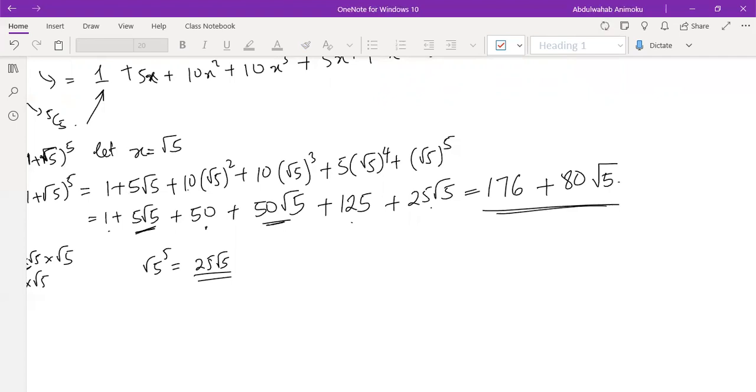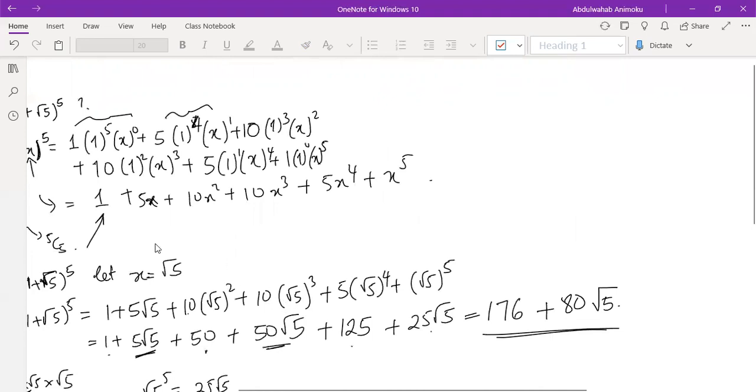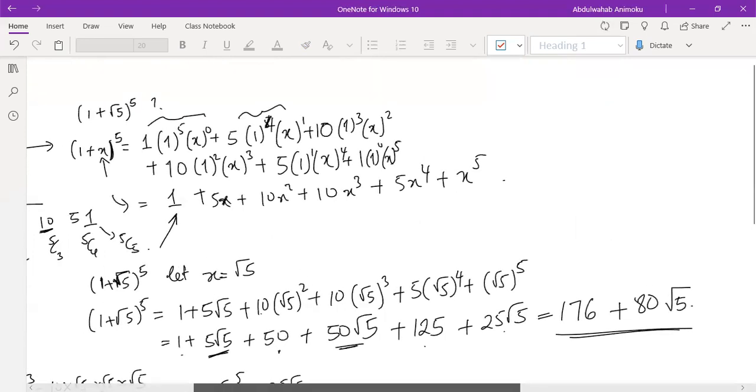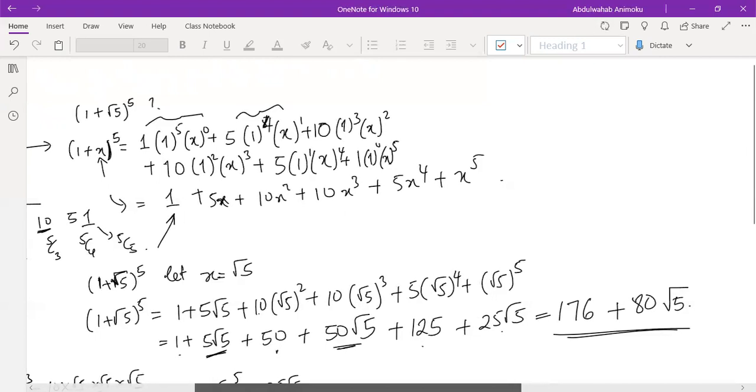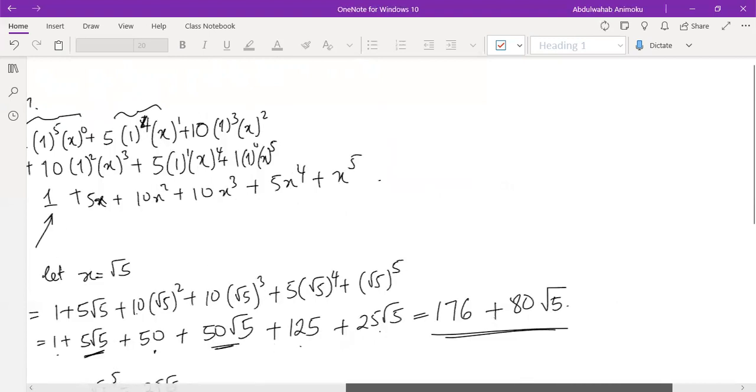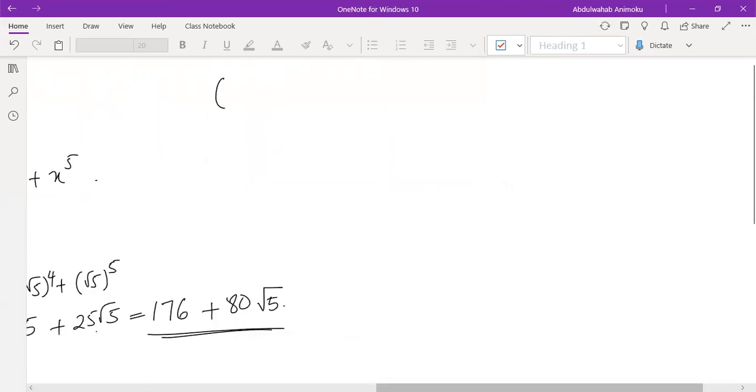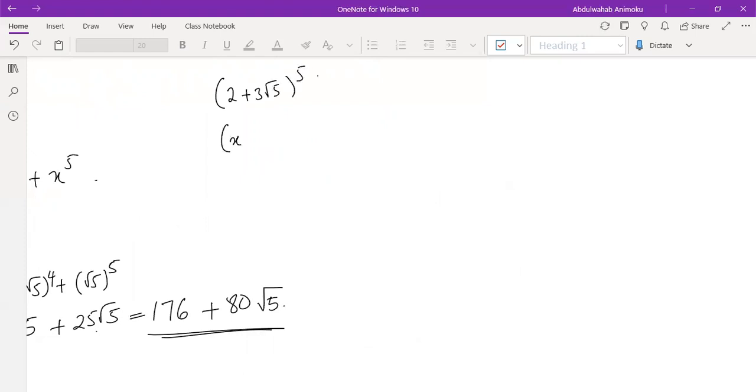Okay. Now, sometimes you might have a different type of expansion. So be careful. For example, let's say the question was find the exact value of this raised to the power 5. Which expansion will you use? You learn how to use expansion x plus.